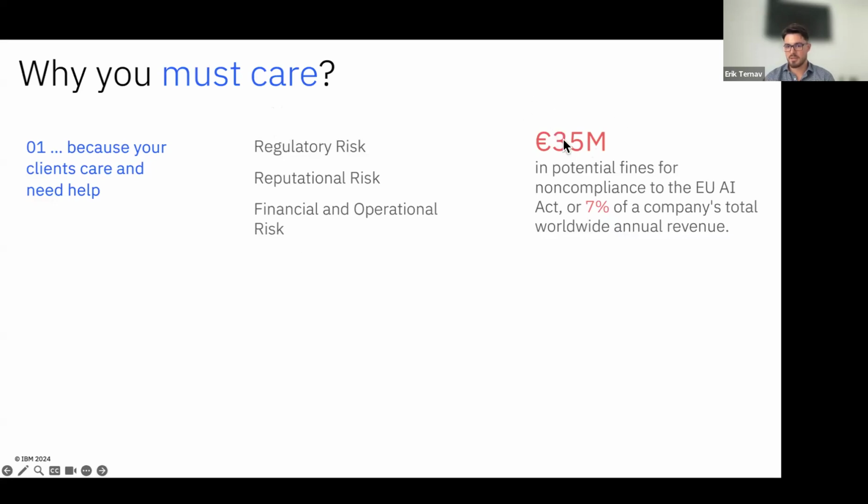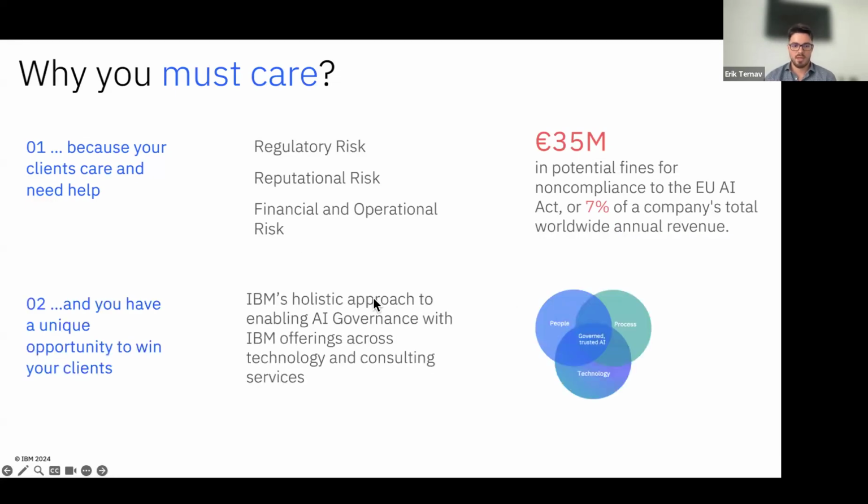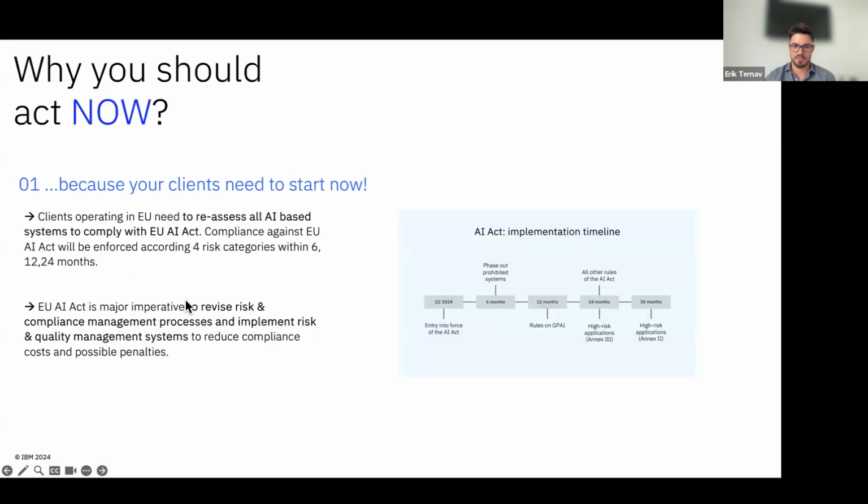So here we have 35 million in potential fines for non-compliance with the EU AI Act, or 7% of a company's total worldwide annual revenue, okay? And you have a unique opportunity to win your clients. So IBM, okay, so this is essentially why I should act now, right?